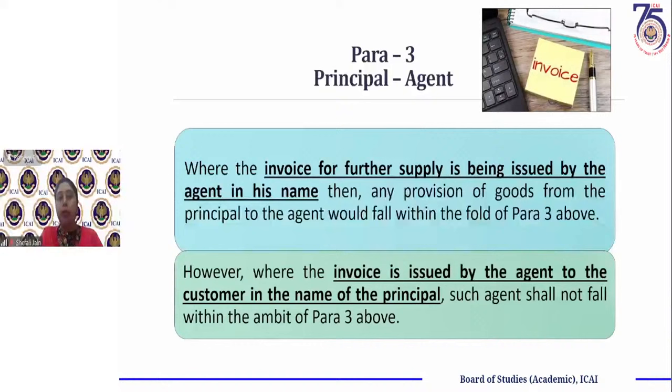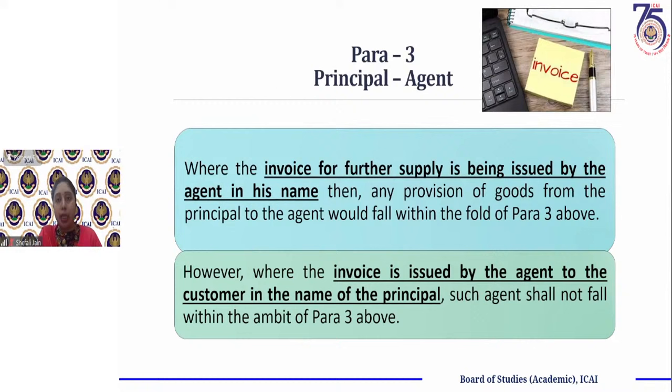That means principal is making a supply to agent, and agent is making a supply to the customer. If, while making the supply to the customer, the agent is issuing an invoice in his own name, then he will be considered an agent under Para 3, and this entire transaction will be covered under Para 3. So there are two legs of this transaction: first by principal to agent, and then by agent to recipient. If the agent issues an invoice in his own name to the recipient and charges money, that leg is obviously a supply, because consideration is there and it is in the course of furtherance of business. What Para 3 covers is the supply by principal to agent, because the principal gives goods to the agent without charging anything. But if the agent issues the invoice in his own name, then the supply of goods by principal to agent will also be deemed as supply.